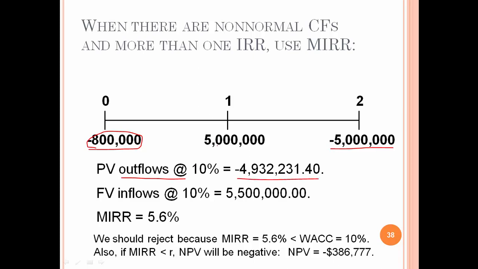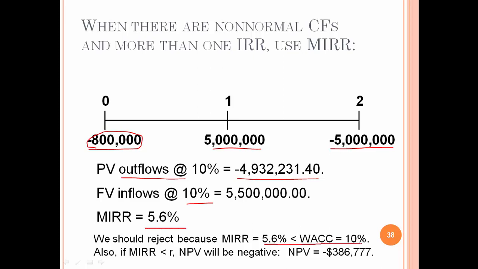The future value, or say the terminal value, of the cash inflow of 5 million, we'll calculate at the end of year 2, or say 1 year later. Remember, for MIRR calculation, we assume these cash inflows are reinvested at the WACC. So with the WACC as the rate of return, we calculate the future value. It turns out to be 5.5 million. Then, what kind of return makes your 4.9 million plus investment become 5.5 million in 2 years? It turns out to be 5.6%.